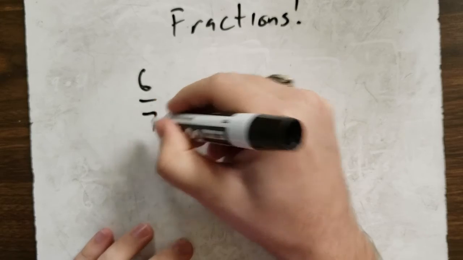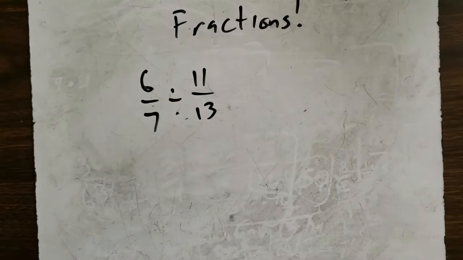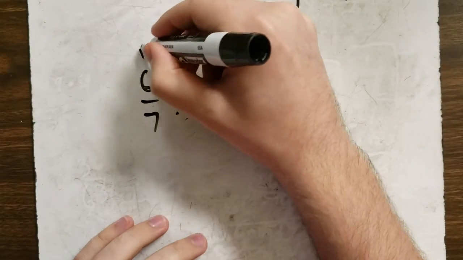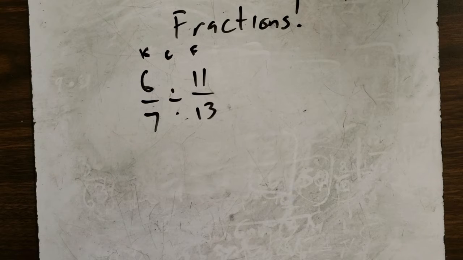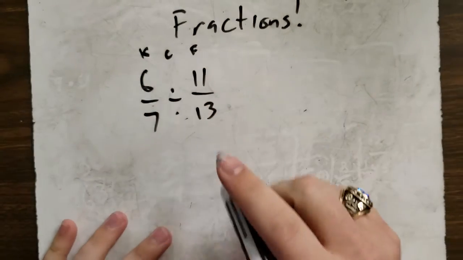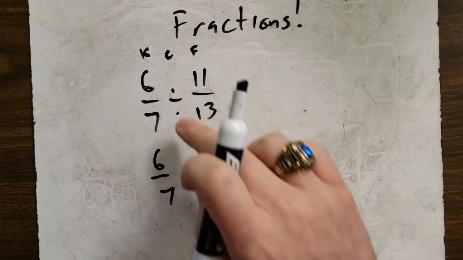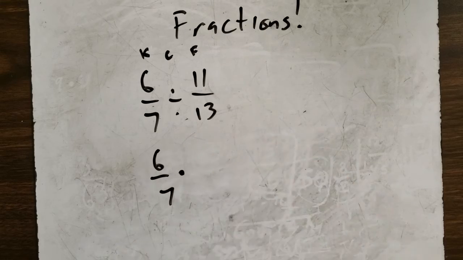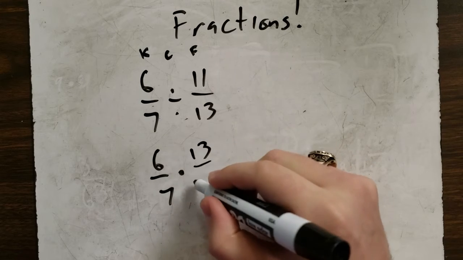6 over 7 divided by 11 over 13. Oh, big numbers. So, remember, we keep, change, flip, KCF, not KFC, no country fried chicken in this one, or Kentucky fried chicken, or whatever kind of chicken you want to eat, Popeyes, Churches, don't mind me. Keep, change, flip. We keep our first term, 6 over 7. We change our division to multiplication, and our last fraction gets flipped, reciprocal, to 13 over 11.